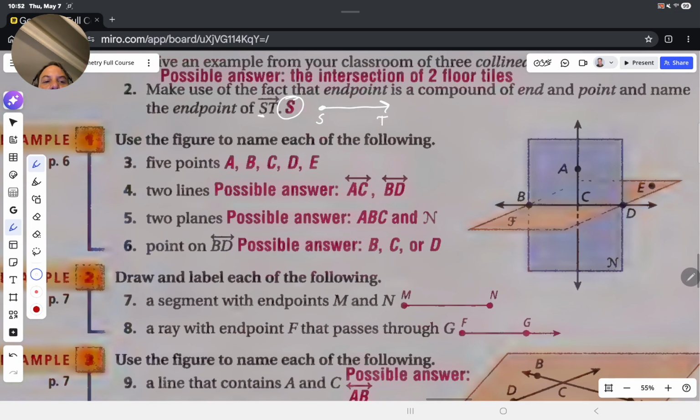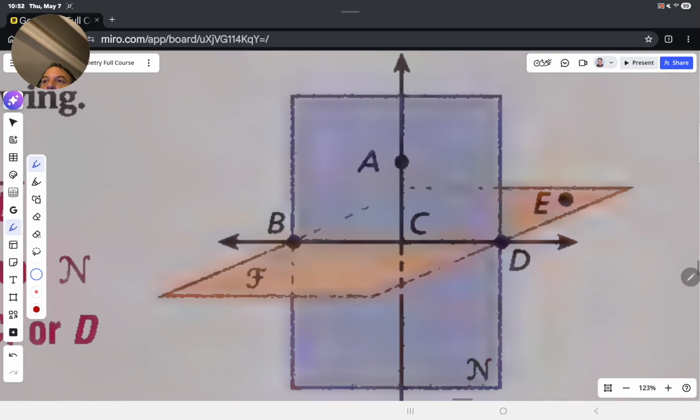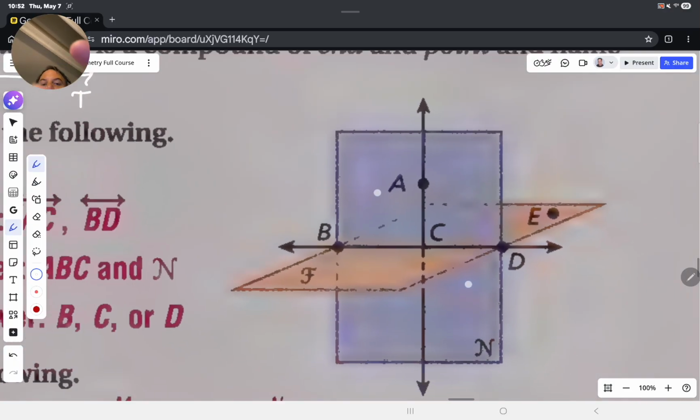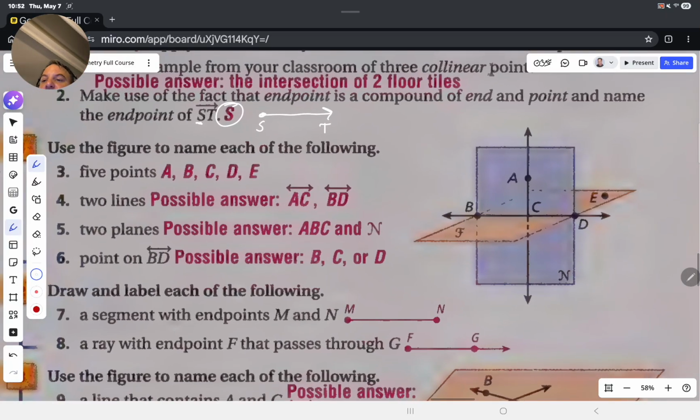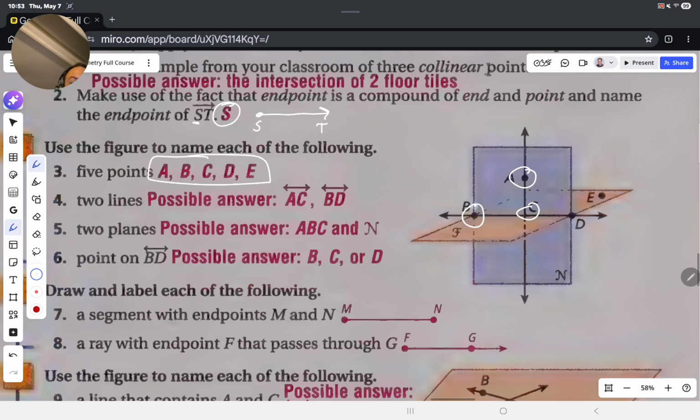All right, let's go on to 3 through 6. We'll be using this figure to answer. So for example, 3 wants us to use the figure to name 5 points. A, B, C, D, E work just fine. So we can write A, B, C, D, E for our answer. And number 4 is asking for 2 lines. So one possible answer is line AC and line BD.